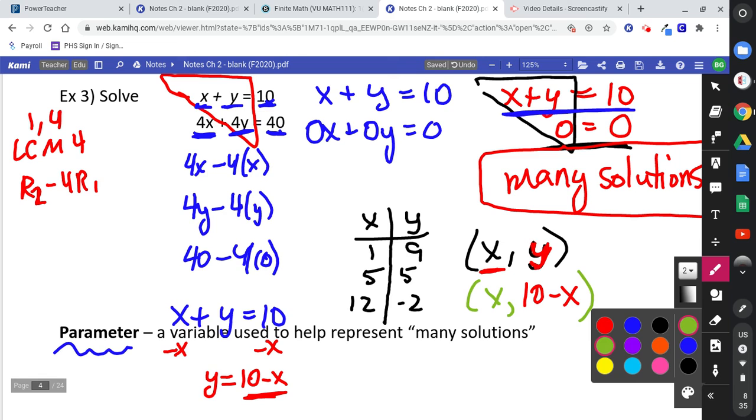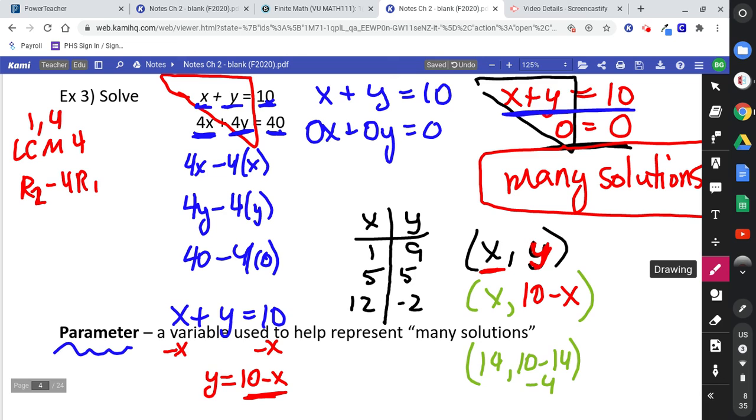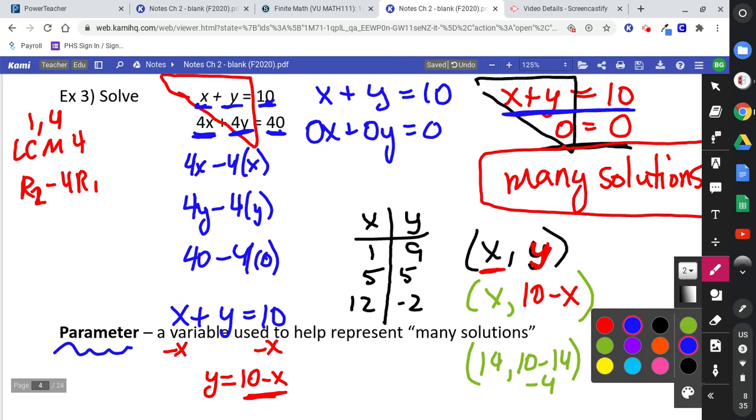And you can plug it in and see if it works. If I plug in 14 and then the y part should be 10 minus 14, which is negative 4. And yeah, that worked because those numbers add up to 10, right? Okay, so the answer was many solutions, but specifically we can represent those many solutions using a parameter like this.